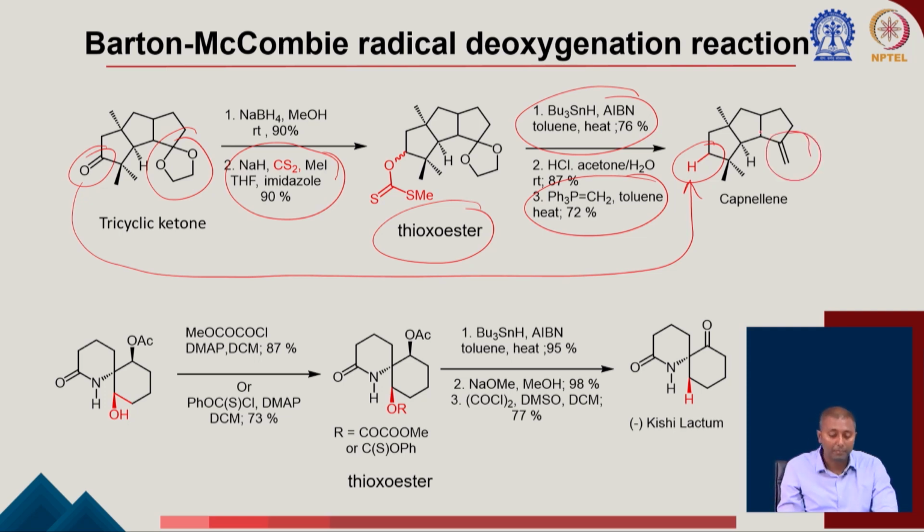There is another example here. You can see you have this alcohol, which under the Barton-McCombie condition generates the thioxoester, and using tributyltin hydride and AIBN it can form this compound, called keramaphidin-type lactam, converting this OH to the corresponding H.